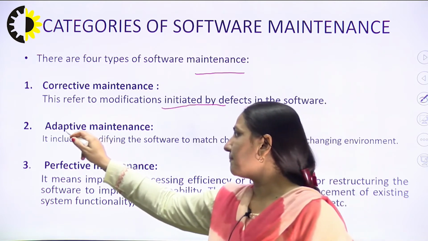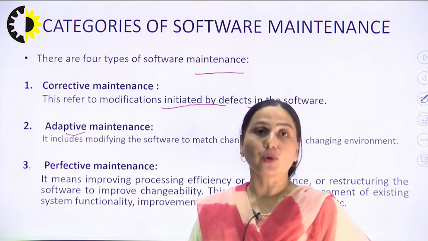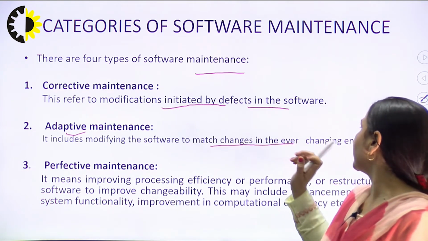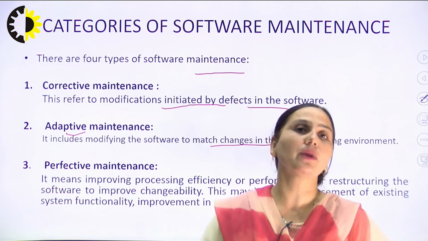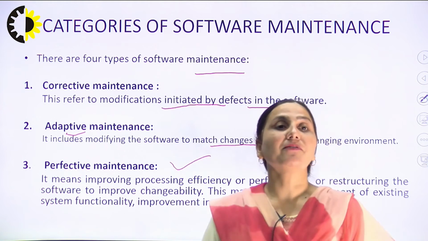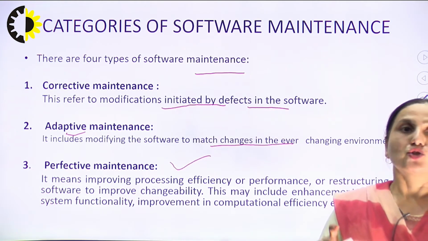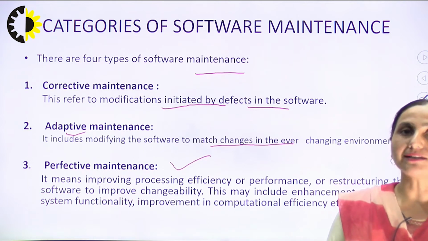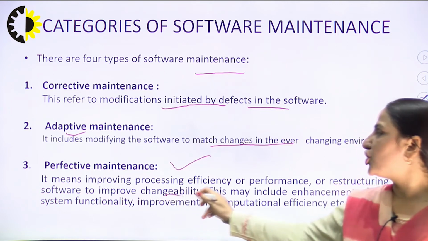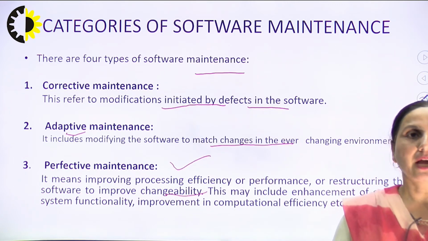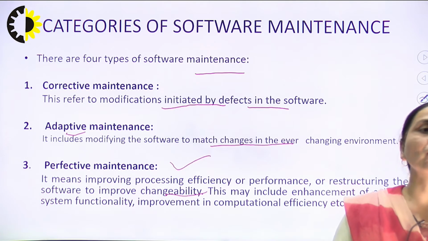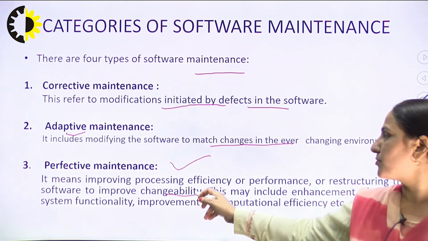Second is adaptive. Again, it is very clear from the word itself, adaptive. Right? It includes modifying the software to match the changes in the ever changing environment. That means to adapt according to the environment. Third is perfective maintenance. What is perfective maintenance? It simply means to improve the processing efficiency or the performance, or simply restructuring the software to improve the changeability. That means how perfectly you will be able to improve the efficiency or the performance, or restructure the software so that it improves the changeability.